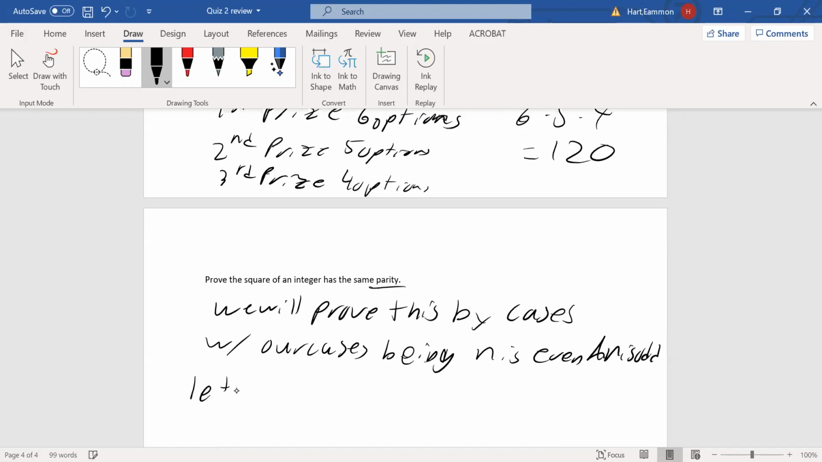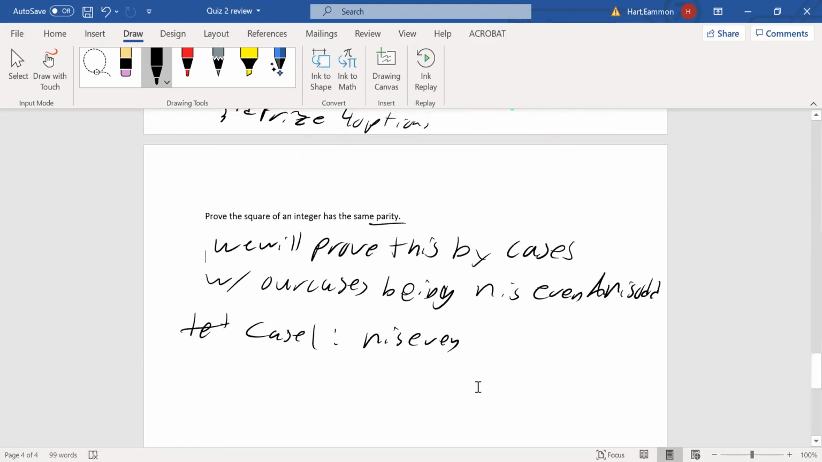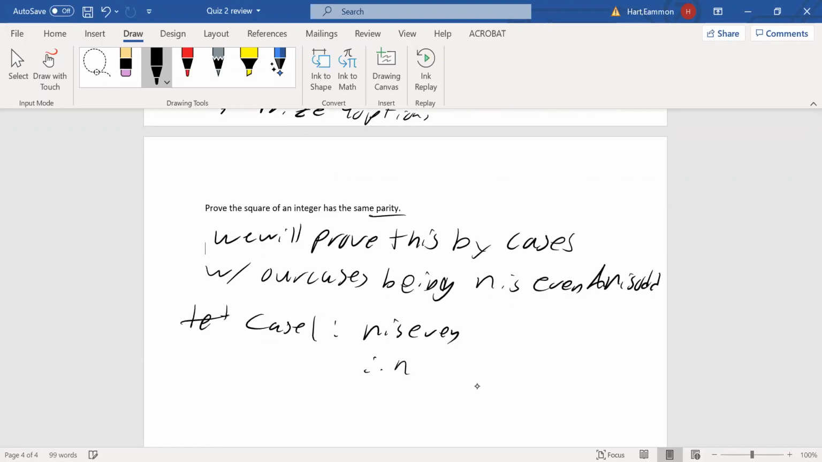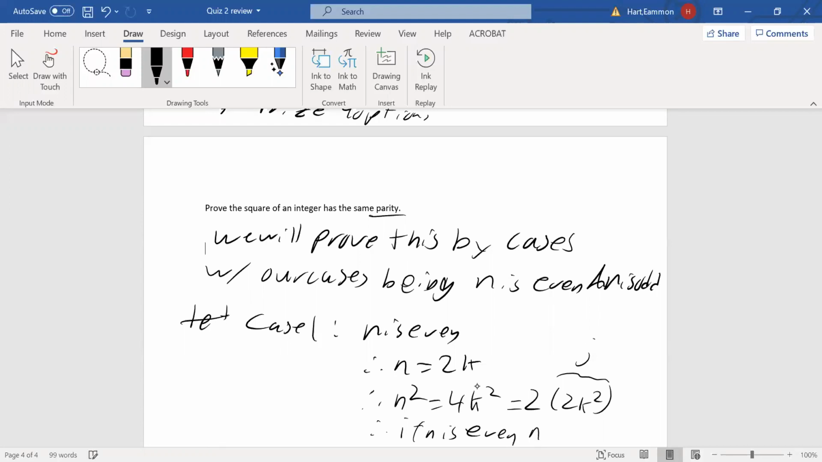So case 1, n is even. Therefore, n equals 2k. Therefore, n squared is equal to 4k squared, right? And that's equal to 2 times 2k squared. So we'll just call this guy j, and therefore, if n is even, n squared is even, and they have the same parity.